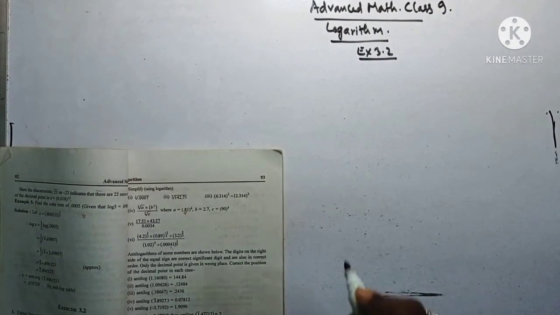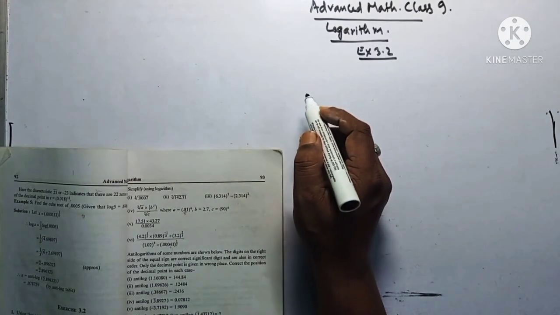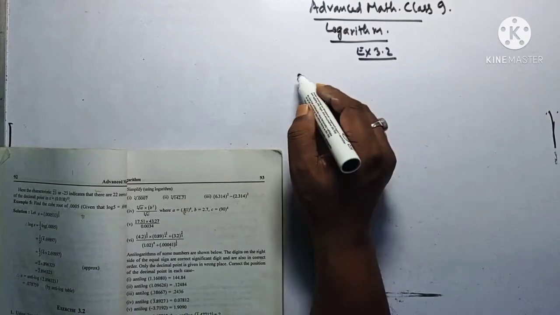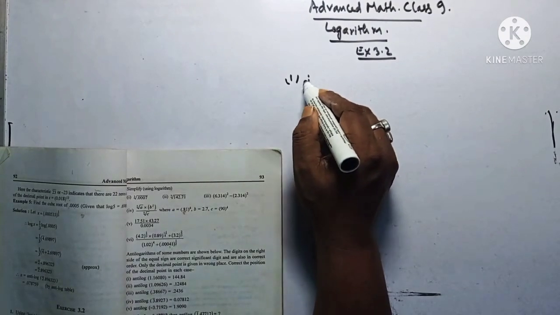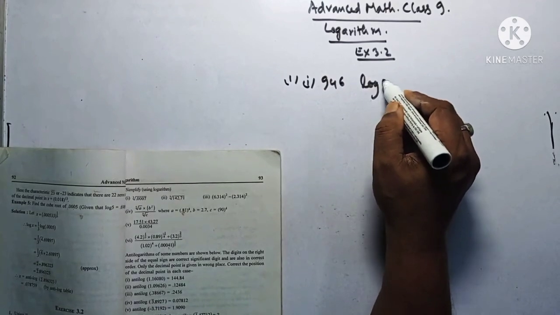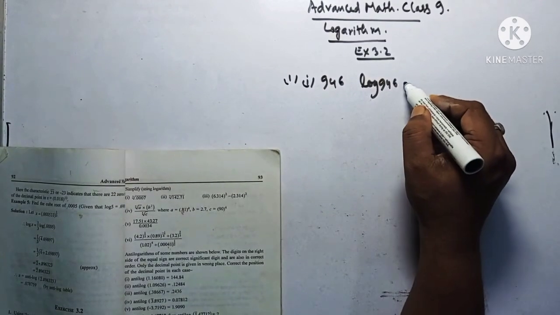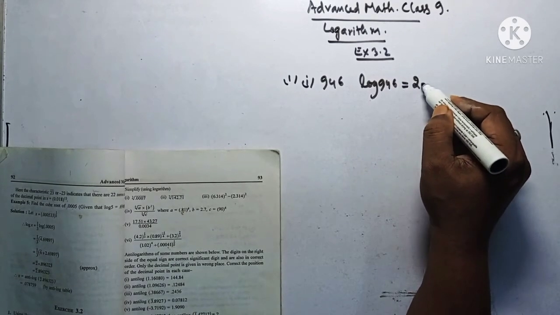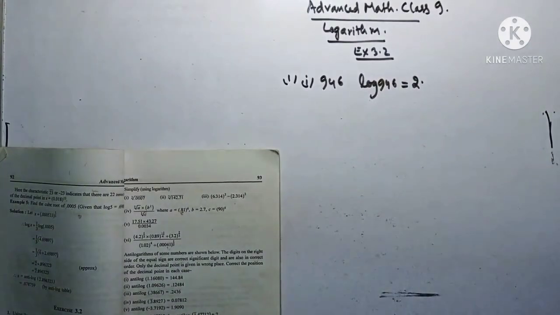The second part is the mantissa, and this mantissa you are going to calculate from the log table. So your exercise 6.2, first question is log 946. First of all, you have to write the characteristic. There are 3 digits, so 3 minus 1, this characteristic is 2.